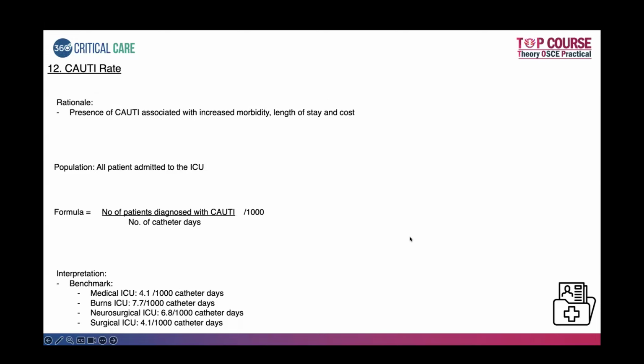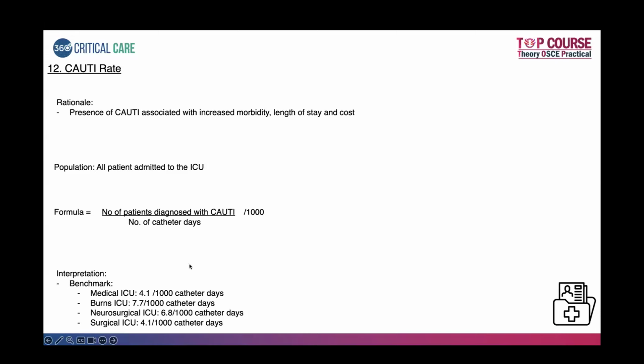With regard to CAUTI rates, the formula is again the number of patients diagnosed with CAUTI divided by the number of catheter days. Like I said, this is the same thing. During the midnight census, when they calculate the ICU bed status, they also calculate the intubation rates, the number of patients with central lines, and the number of patients who have a Foley's catheter in situ. So if one day they have two patients with a catheter, on another day they have 5, then it is calculated for 30 days, the number is taken, and then averaged. That will be your number of catheter days.